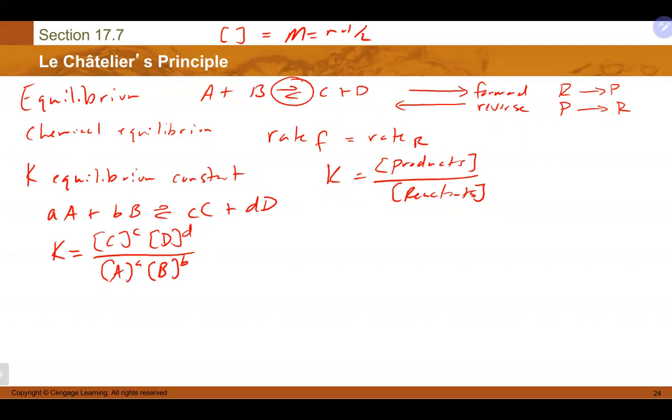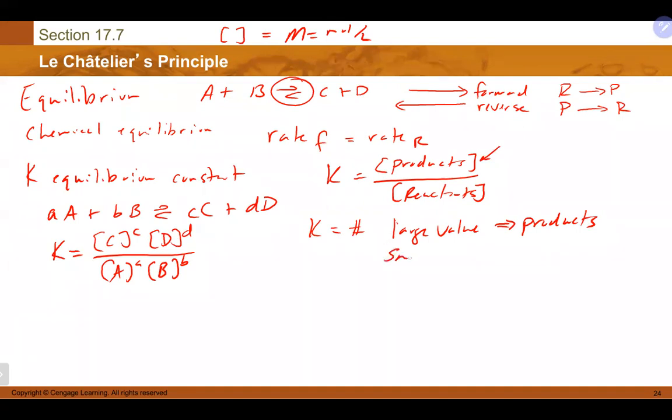Now, when we do this, K is just a number. And as we talked about last time, if you have a large value of K, that means when you reach equilibrium, you should mainly have products present. To get a large value, mathematically speaking, you have to have a large number on top and a small number on the bottom.